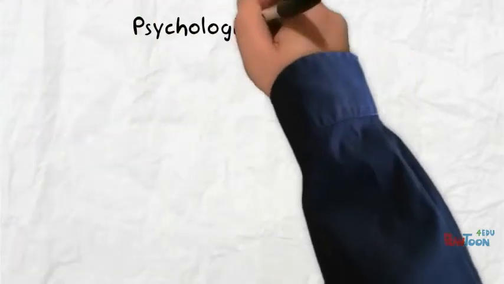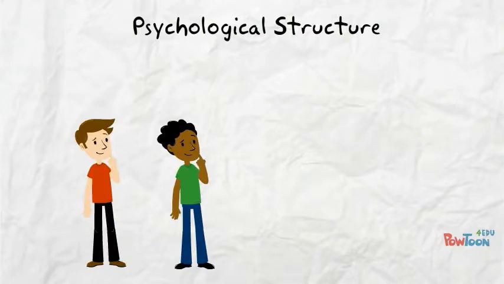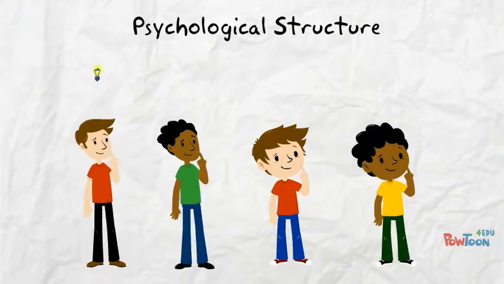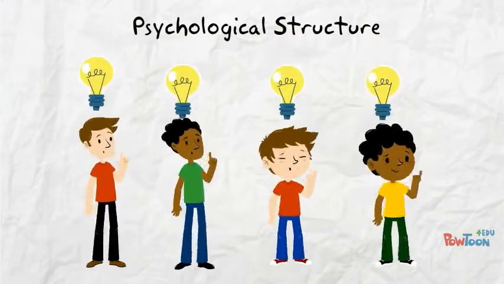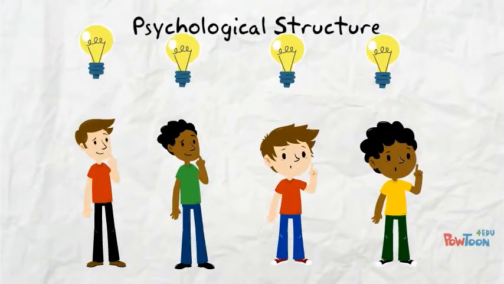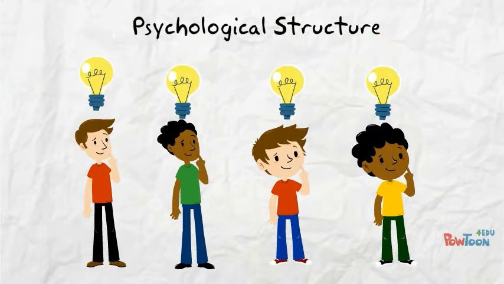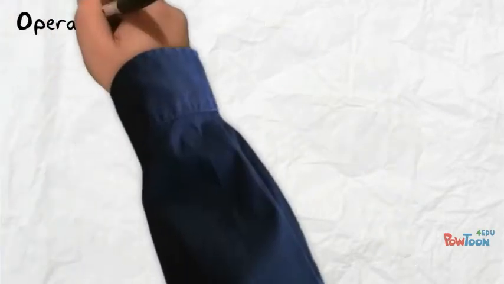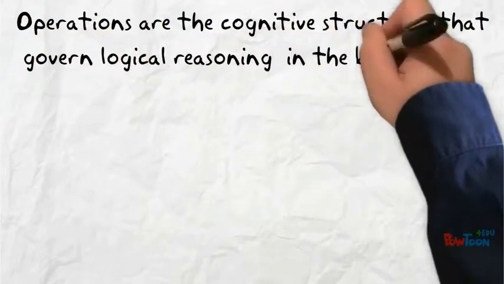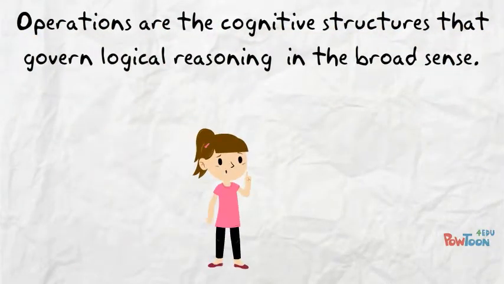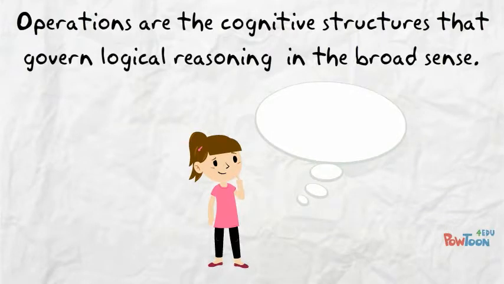Psychological structure is one of the three concepts that reflect the nature of logical thinking in Piaget's theory. According to Piaget, the basic units of logical thinking are particular kinds of cognitive activity referred to as operations. Operations are the cognitive structures that govern logical reasoning in the broad sense. According to our textbook, without a system of logical thinking, children are unable to differentiate between knowledge and desire, fact and fantasy, or among what is, may be, must be, or cannot be.